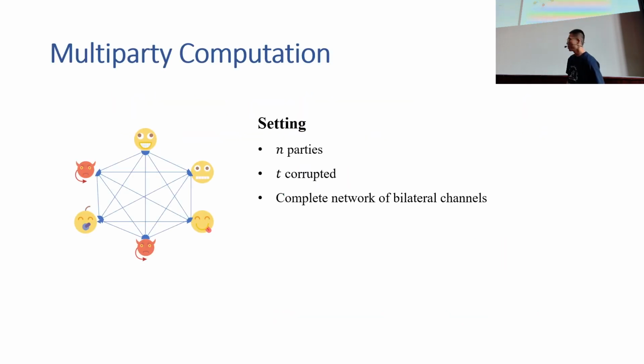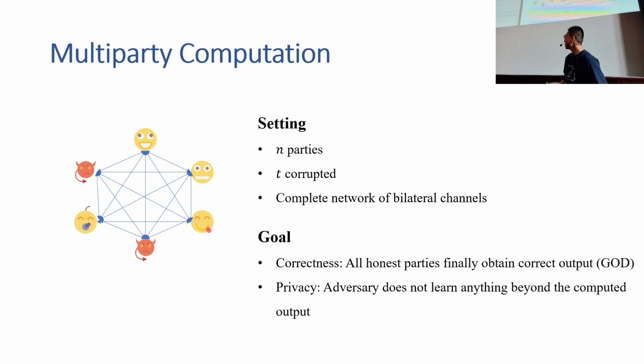Okay, so we just follow the standard model that there are n parties and t of them can be corrupted. We also assume there is a point-to-point communication channel between every pair of parties so that they can send messages between each other. We want to make sure that eventually all the honest parties obtain their correct results. And we also want to make sure that the adversary does not learn anything beyond what he can learn, which is just the function output and his own input.